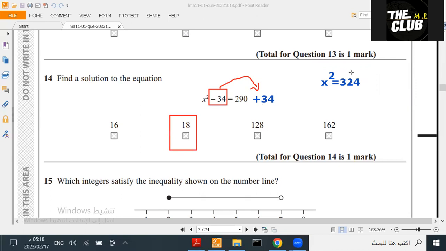When you add them, you get 324. Then to undo the square, you put it under the square root like this. 324 under the square root. You have the square root of 324. It's going to be 18. And this is the answer for question 14. Now, we still have 1 minute. I'm going to close the video and then go back again.